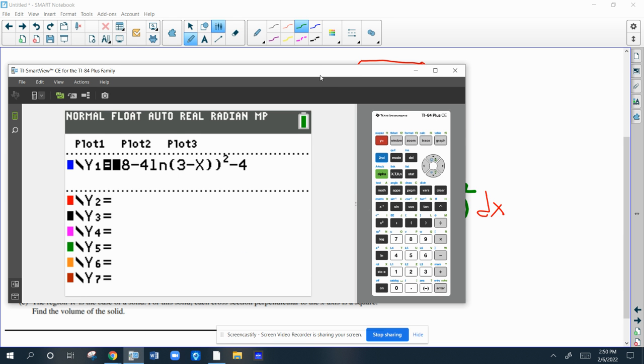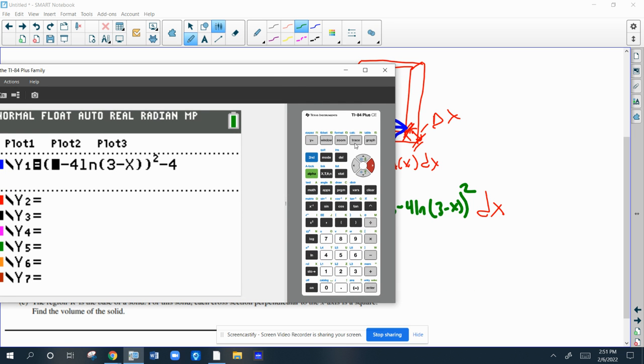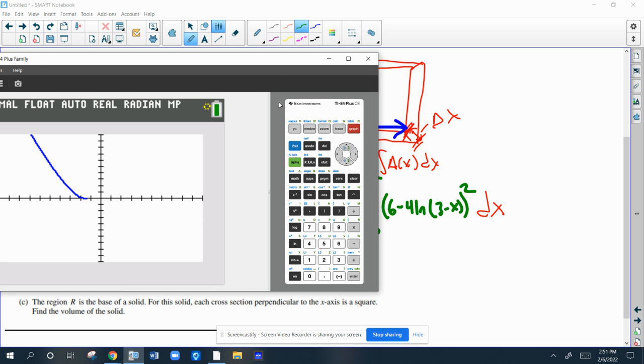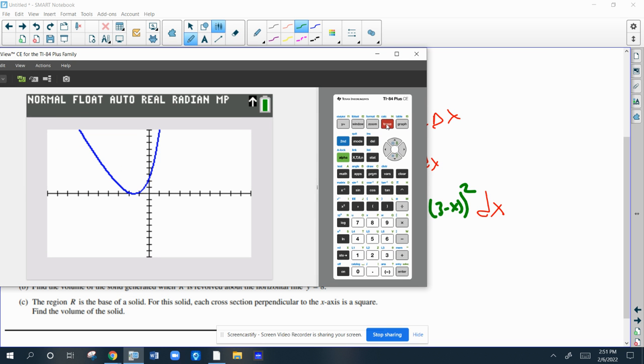Let's throw that in the calculator. I can use what I already had put in there. We have 6 minus this whole thing squared. I'll get rid of this minus 4, and we should be good to go. All right, so that looks right. We'll graph it. We'll integrate now from 0 to 2. Second calc integral from 0 to 2.